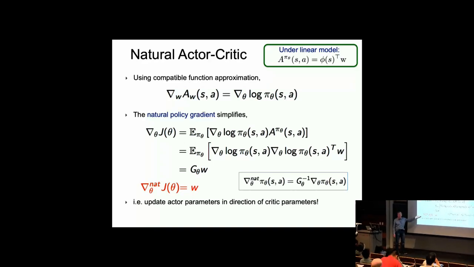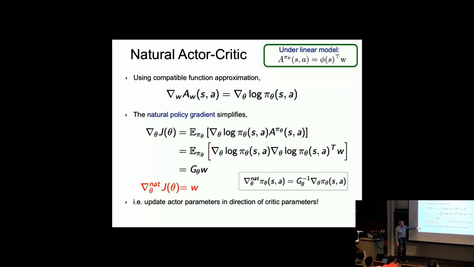Which again is kind of mind-blowing. But what it's saying is that we can update the actor parameters in the direction of the critic parameters. The critic in this case is the advantage function A. And that will give us the natural gradient if, again, the theta parameter vector and the w parameter vector are of the same dimension.